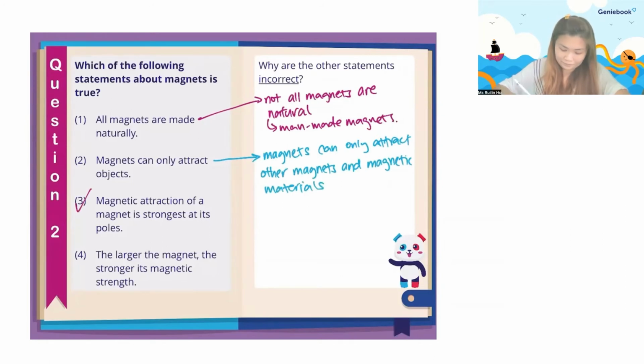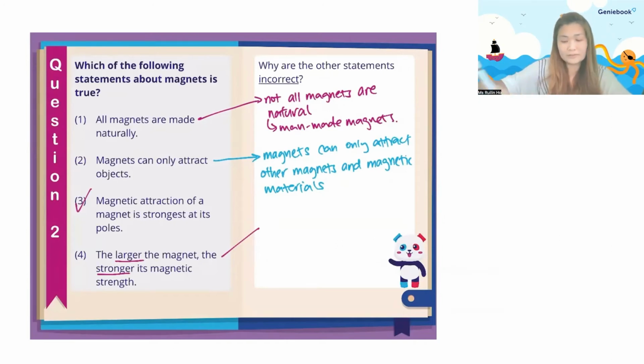Then what about the last one? Option 3 is correct because we know that the magnetic strength of a magnet is the strongest at the poles. The last option talks about larger magnets being stronger. It may not be true all the time because sometimes there are very small magnets that are really very strong. The size of the magnet doesn't affect the magnetic strength. Some bigger magnets are actually weaker, some smaller magnets are actually stronger.